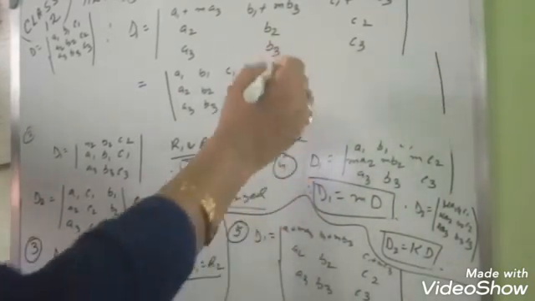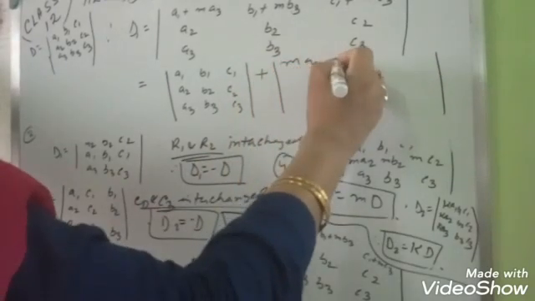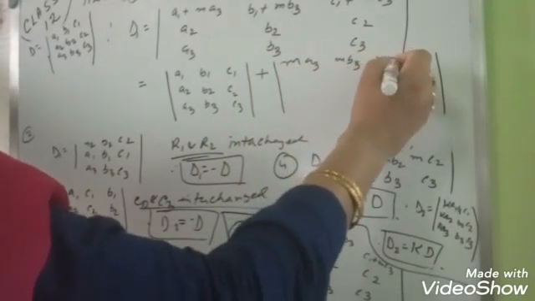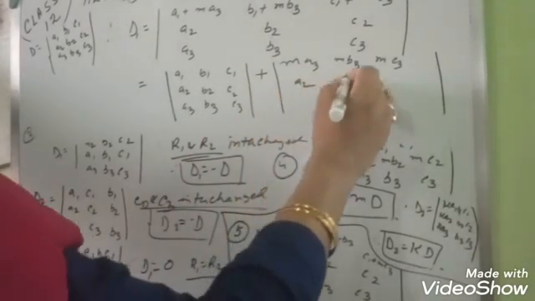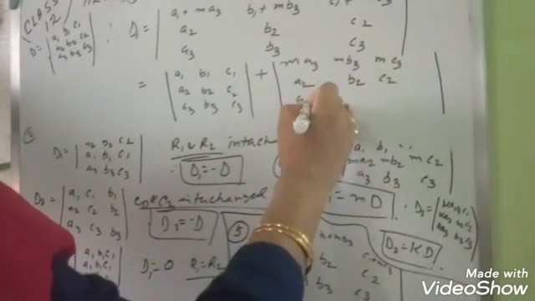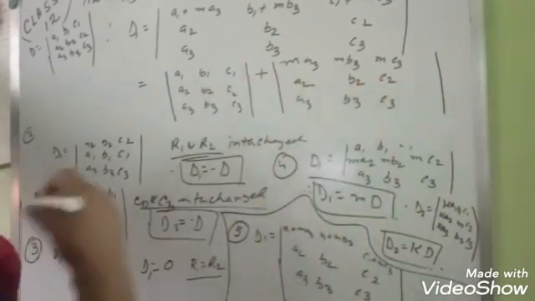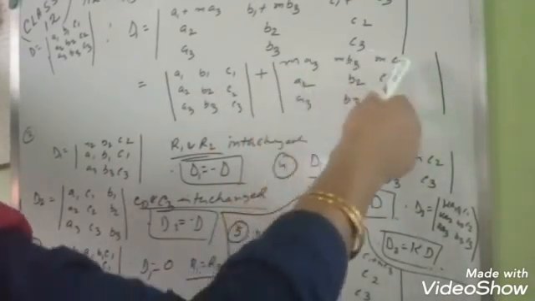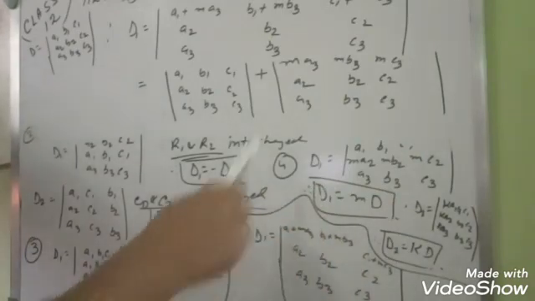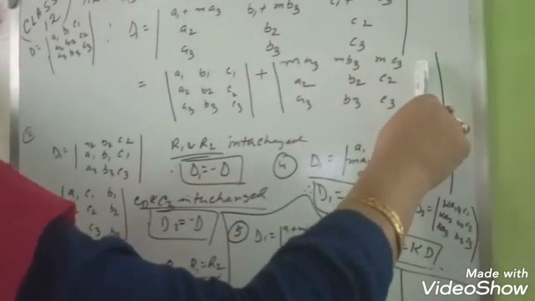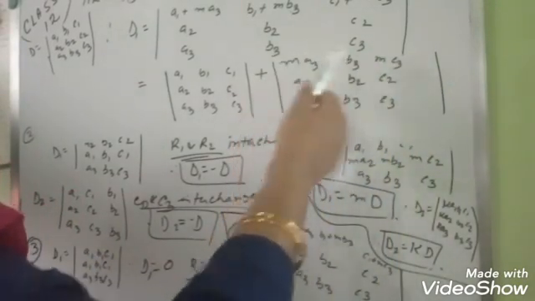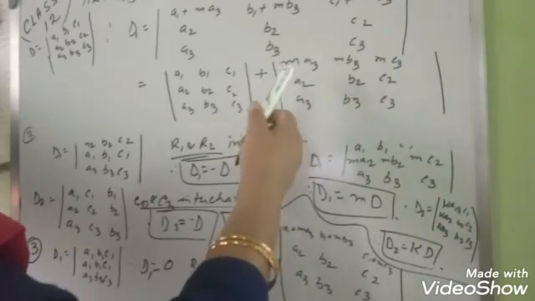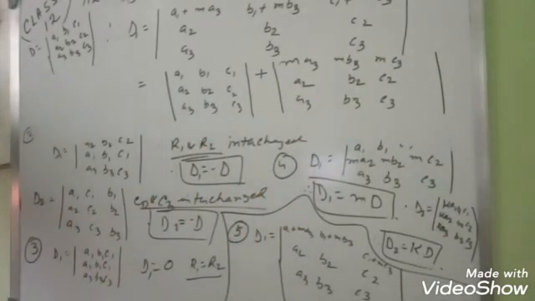Enough space is there, so let me write here. So MA3, MB3, MC3, and the second row and the third row will remain the same. So what we will write? A2, B2, C2, A3, B3, C3. Okay, as M is multiplied, the last property we have already done. When a scalar quantity is multiplied to any row, then that quantity can be taken out of the determinant. When it is taken out of the determinant, easily it will be M, A3, B3, C3.